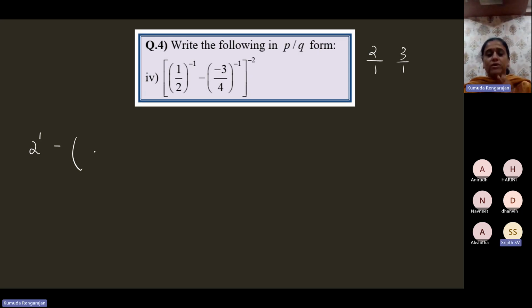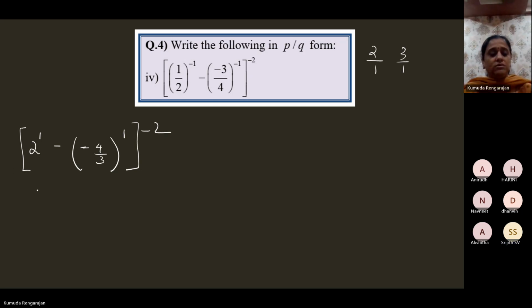No, relax and tell me one answer. What is the reciprocal of the base? 4 by minus 3. Yeah, 4 by minus 3, you're right, but you can put the minus sign anywhere. Only one minus sign, right? So you can just put it here also, minus 4 by 3, whole power minus 1. Then this power you write as square. It is minus 2.